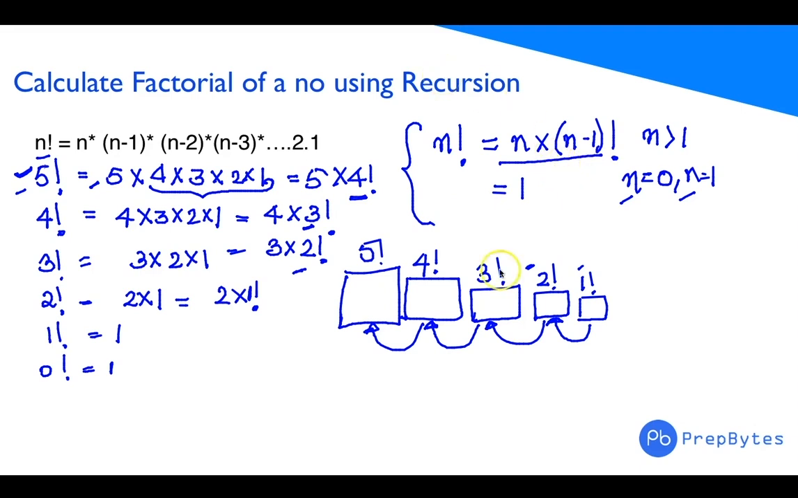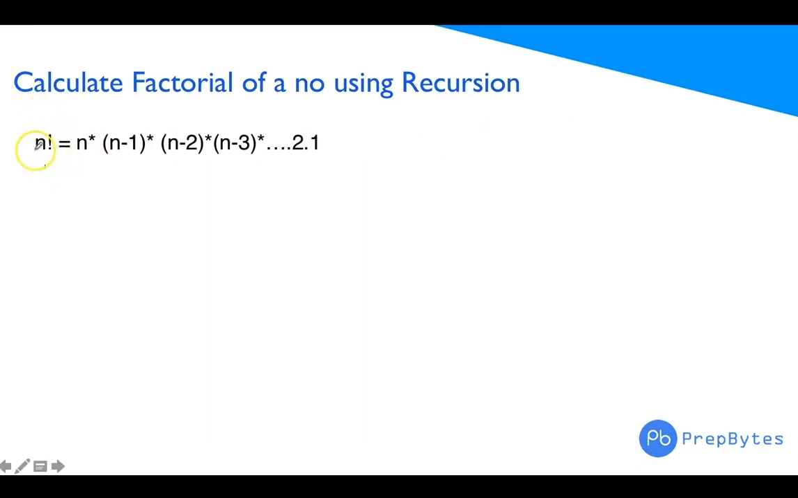So in this case, let's say I have written this particular relation. Let's see how we can go on to write the code. As we saw in the last slide, let's say I name my function factorial. We can write that factorial of n is equal to factorial of n minus 1 into n for n greater than 1. Else, for n equal to 0 and n equal to 1, we have factorial of n equal to 1.